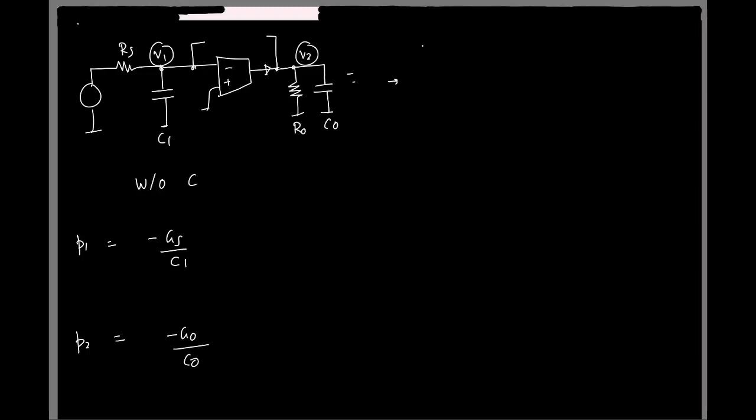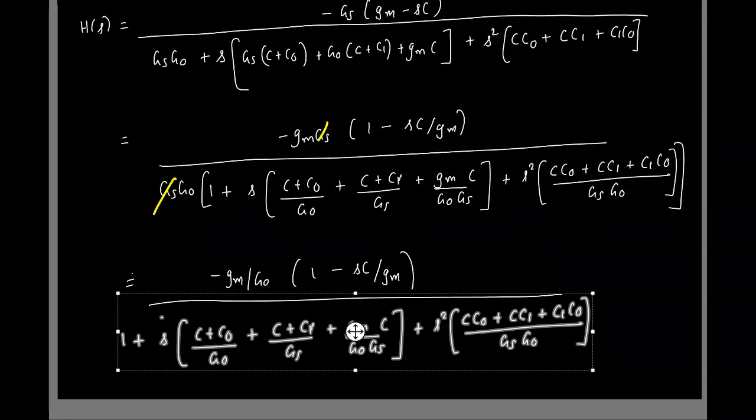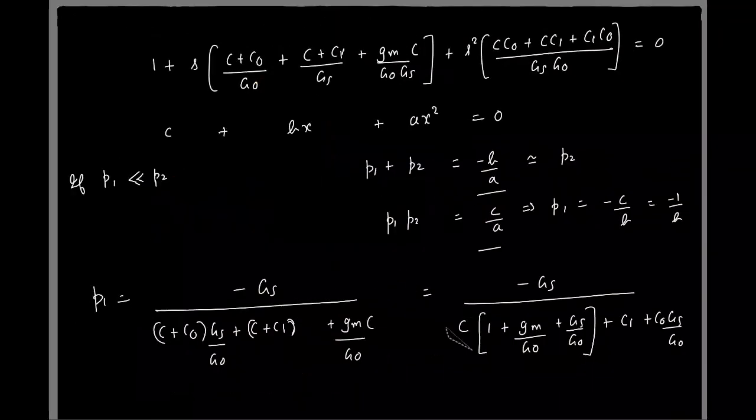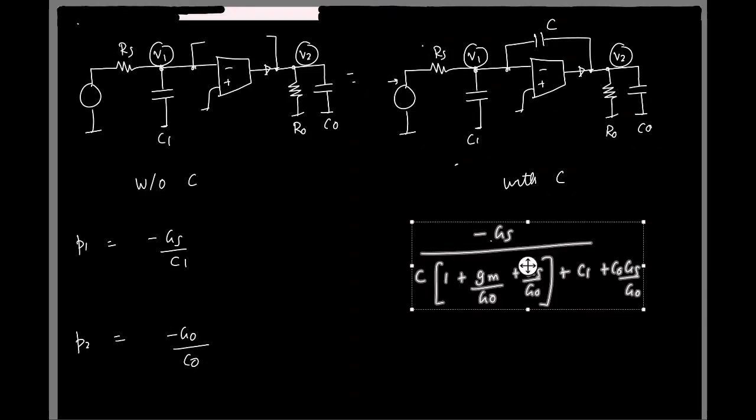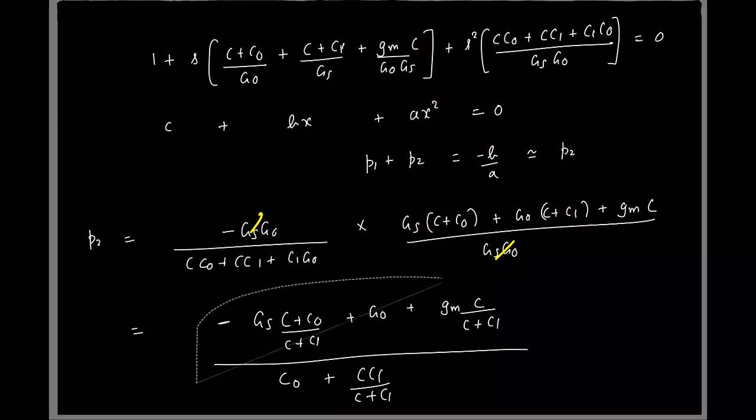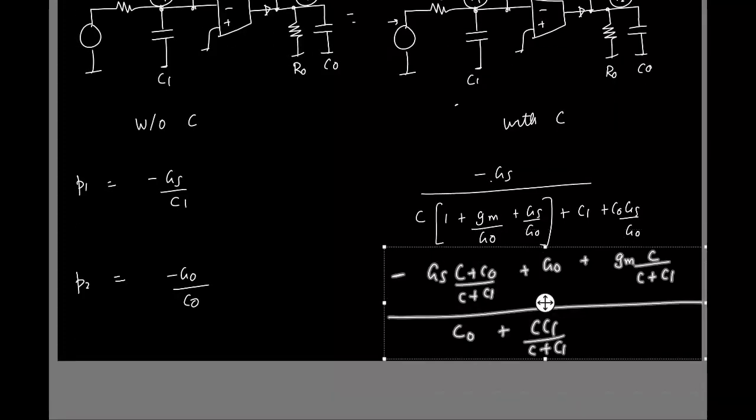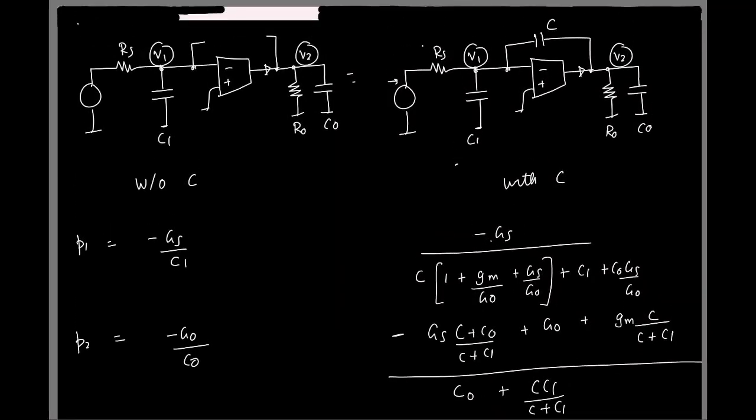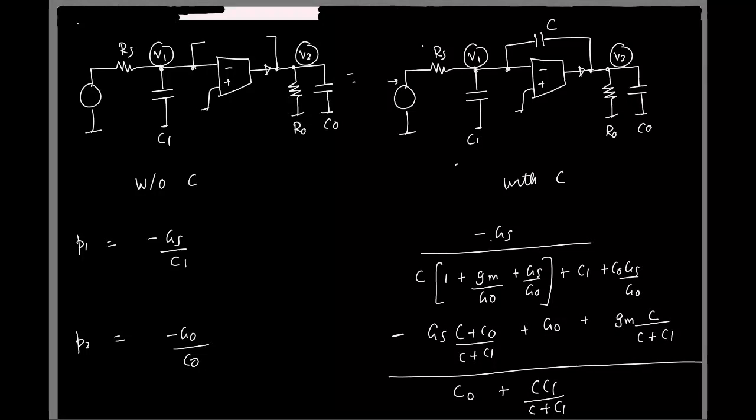But now in the actual circuit we do have this additional capacitor C. What happened to this? This is RS, C1, or not C1, C0, and C. And with C, let's see what pole locations we got. The first pole was this big looking guy. Let me quickly copy paste. And the second pole location is this. So now let me just copy this once again, and let me take this guy out.